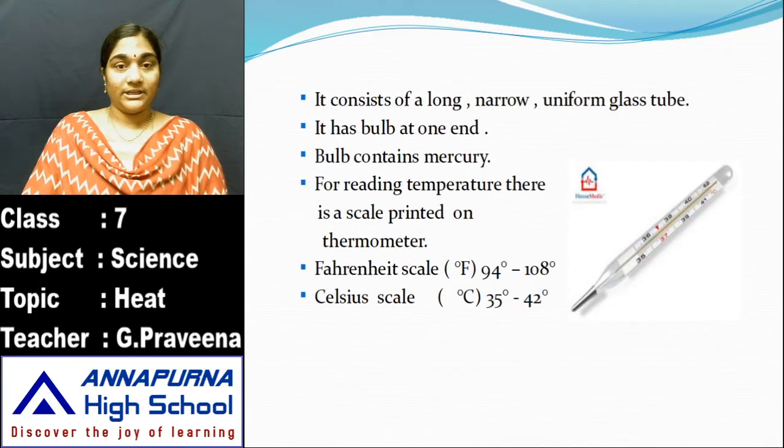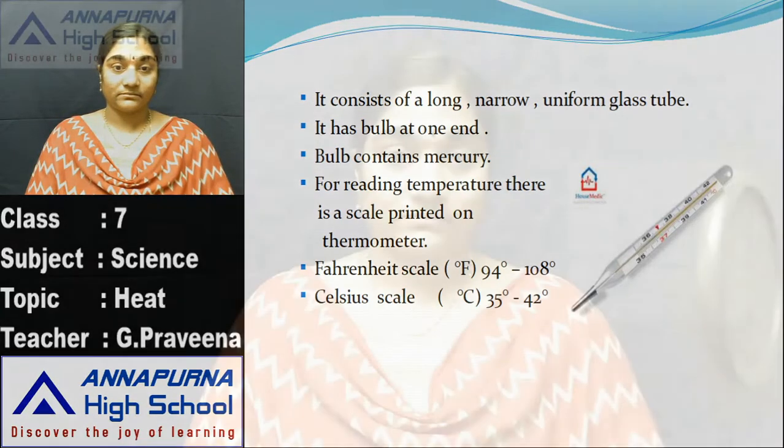Here is a picture of the clinical thermometer. So let us all see. It consists of a long, narrow, uniform glass tube, and in the front region you can see the bulb at one end. This bulb consists of mercury. Then what is the use of mercury? Whenever you keep this thermometer in contact with your body, the mercury present inside the bulb starts expanding, so that you can read the temperature.